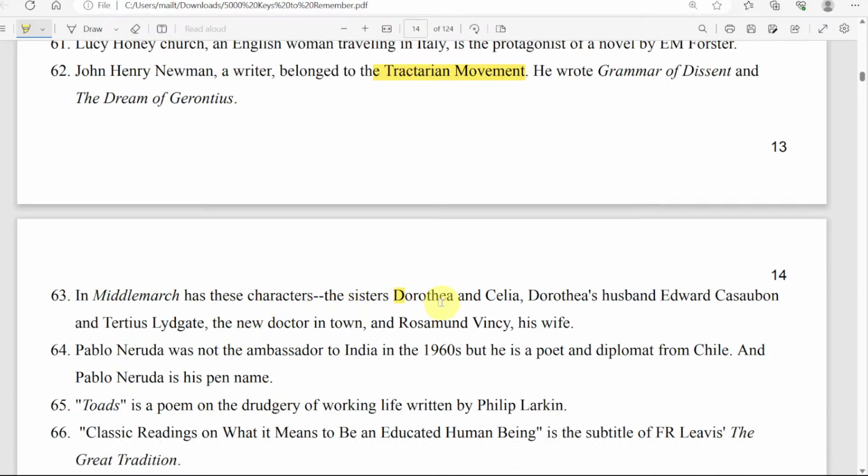The sisters Dorothy and Celia, Dorothy's husband Edward Casaubon, quite an important character. And we have Tertius Lydgate, the doctor in town, and Rosamond Vincy, his wife.